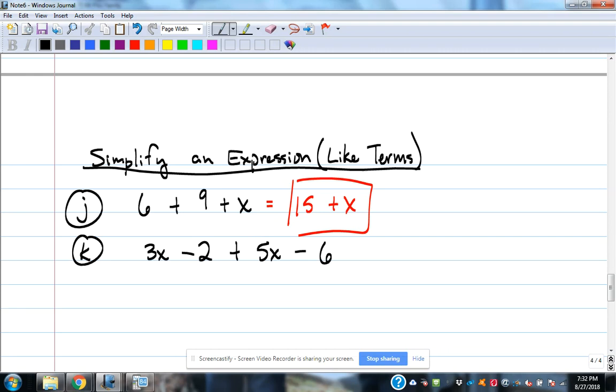I just usually start with the first piece and say, oh, is there anybody like 3x? So it's 3x plus 5x, which would be 8x. Putting the like stuff together. And then I've used those two up, and then I go to the next piece. -2, is there anything like a -2? That's -6 there. They're both numbers. So what's -2 minus 6? -8. And we've simplified. We're good. Okay. Pretty simple idea.